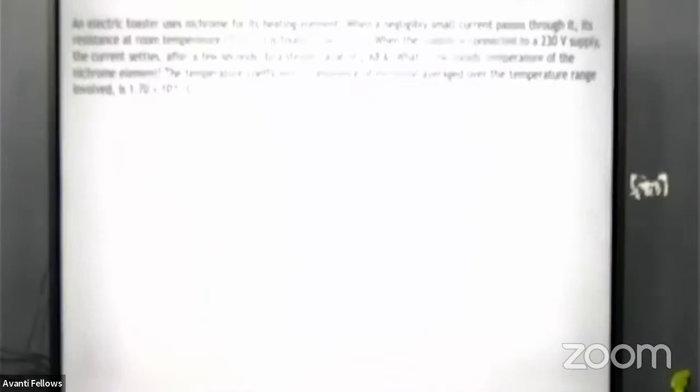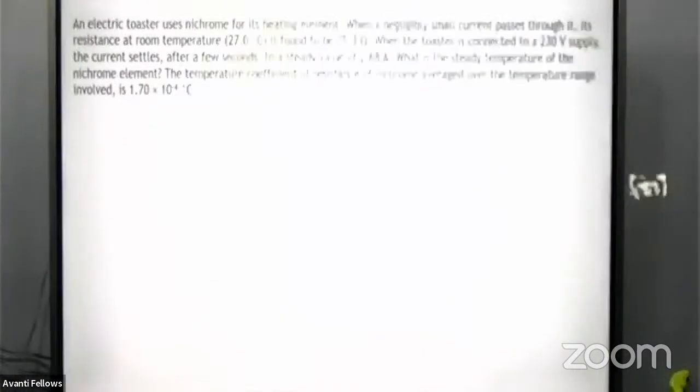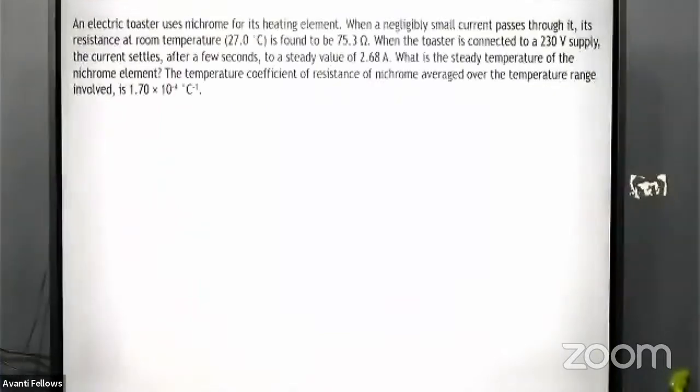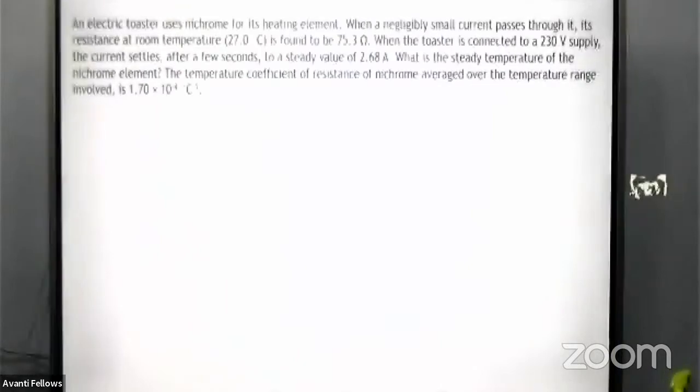Next one: an electric toaster uses nichrome for its heating element. A negligibly small current passes through it. Its resistance at room temperature is found to be 73.3 ohms. When the toaster is connected to a 230-volt supply, the current settles after a few seconds to a steady value of 2.68 amps. What is the steady temperature of the nichrome element? The temperature coefficient of resistance of nichrome, averaged over the temperature range involved, is 1.7 into 10 power minus 4 per degree Celsius.